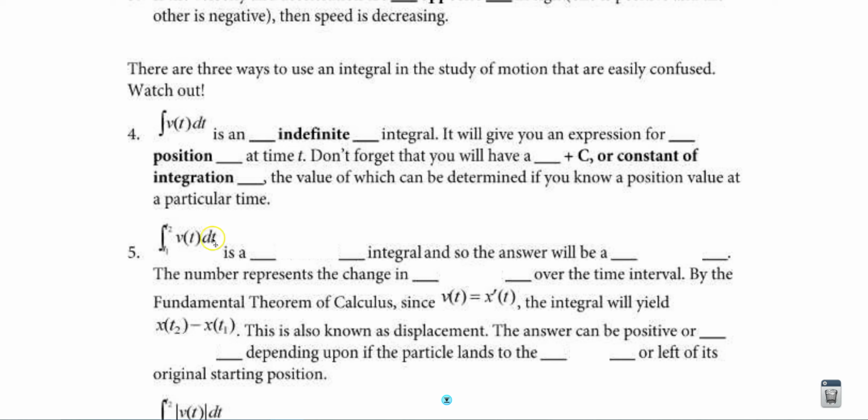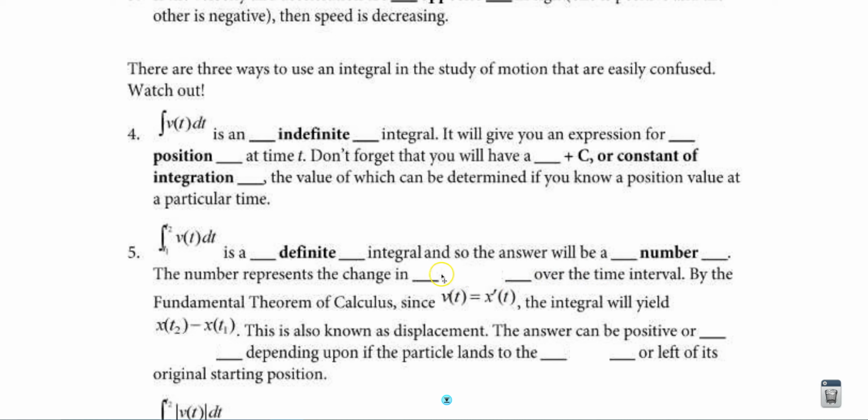If you look at the very next one, now it's velocity again, but with bounds. It's kind of hard to see, but this is t1 and t2, so initial time and then terminal time. This is a definite integral, so the answer will be a number. An indefinite integral, just taking the integral of velocity by itself, will result in a function or an expression with the plus c. A definite integral of velocity is going to result in a specific number.